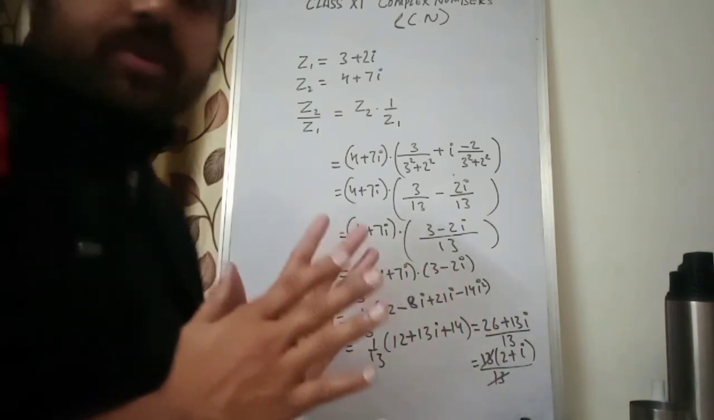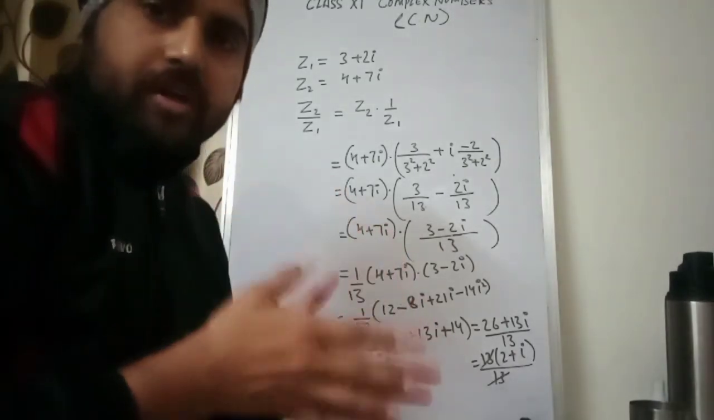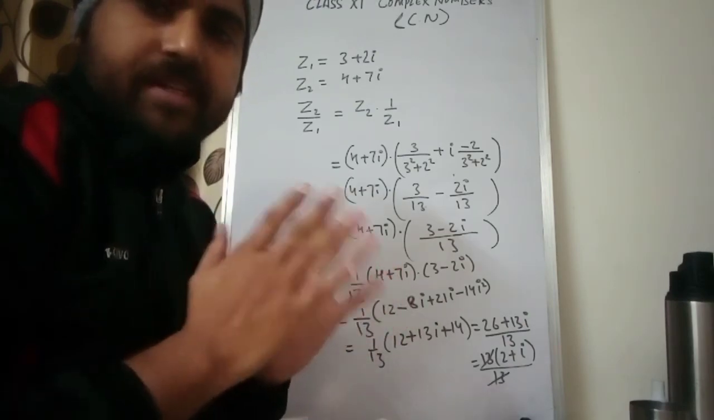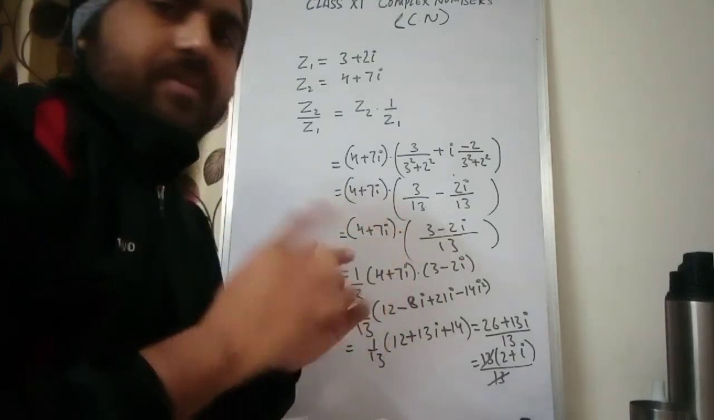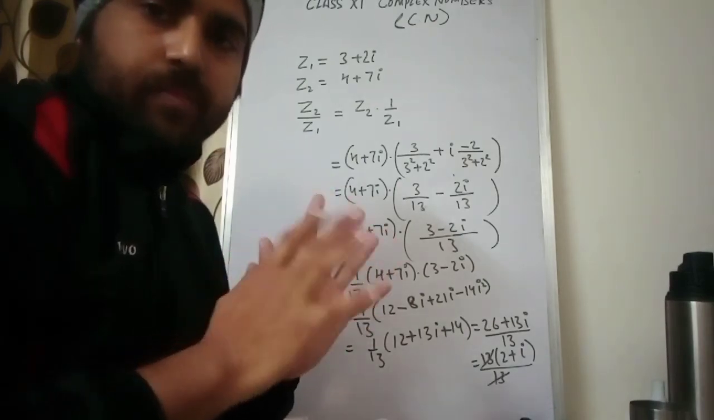I hope you have understood how to divide two complex numbers, how to multiply two complex numbers, how to subtract, how to add the complex numbers. So the basics we have covered. In that, I have told you one concept of how to find out the inverse of a complex number.